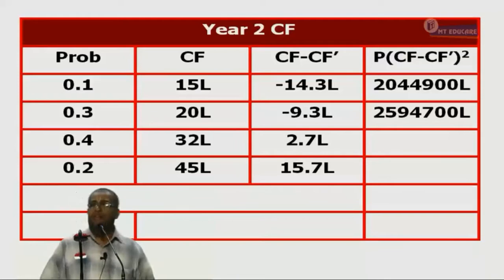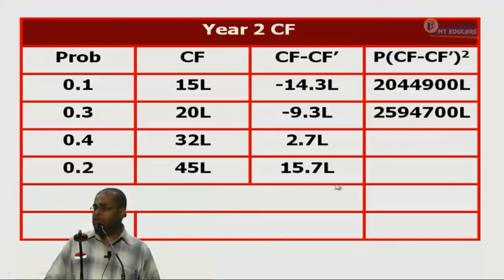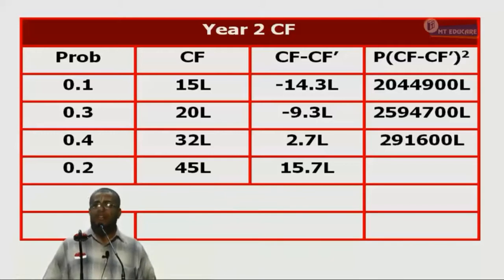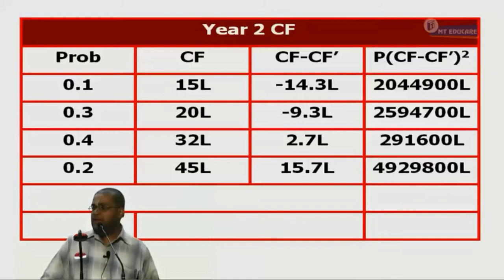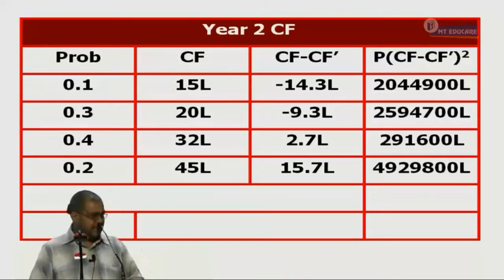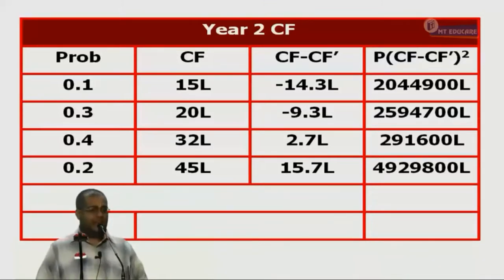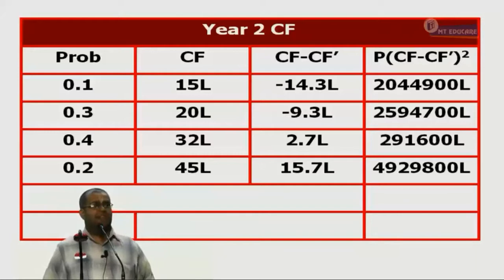Now, third is 0.4 into 2 lakh 70,000 into 2 lakh 70,000. It will be giving me 2 lakh 91,600. Then 0.2 into 15 lakh 70,000 into 15 lakh 70,000 gives me a number 49 lakh 29,800.